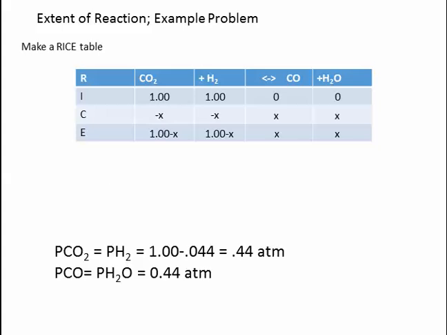Once we know what x is, then we need to use x to solve for the equilibrium concentrations. So carbon dioxide and hydrogen were both 1 minus x, so that's 1 minus 0.044. So at equilibrium, they are 0.44 atmospheres.